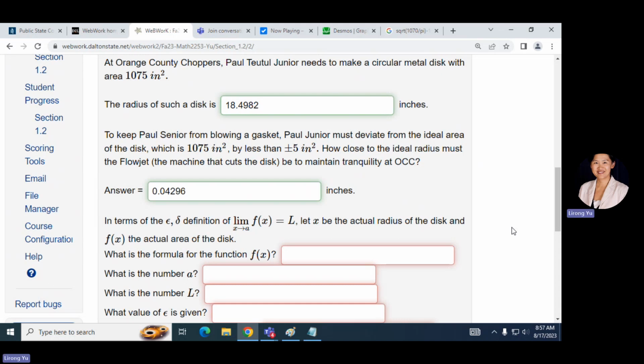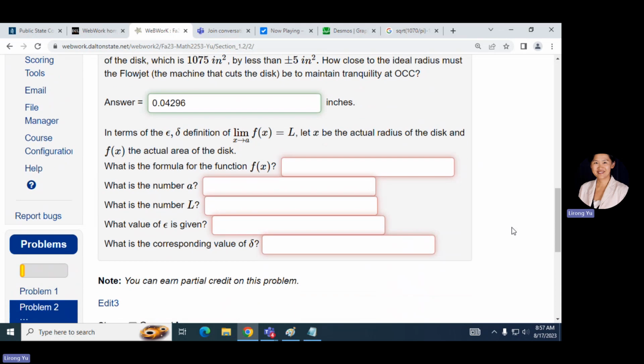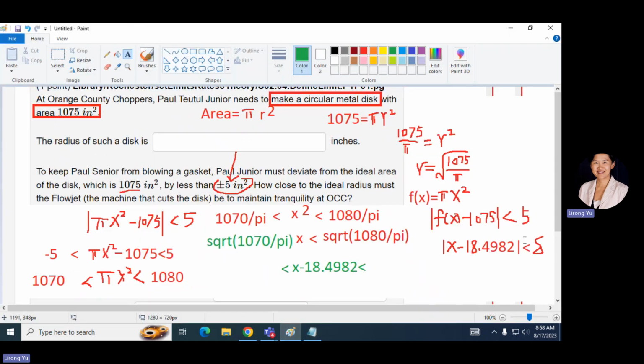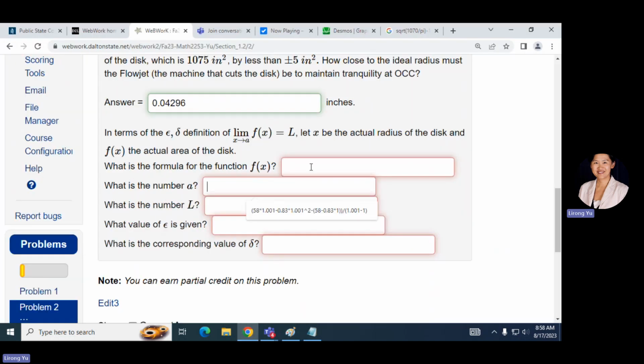All right, let's see the rest. The rest is all about understanding what was going on. We're using the epsilon delta definition to determine all these boundaries. And then the rest of the question is the concept to understanding, like this one. What is the formula for f of x? You see me define it over here. F of x is being defined as pi times x squared. So we over here enter pi times x squared. That's how we enter pi times x squared on Webwork.